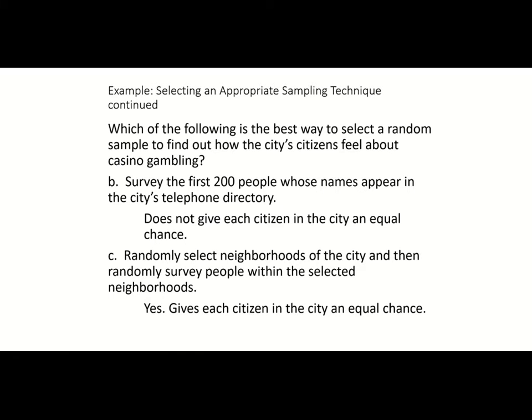And then the last way is to randomly select neighborhoods of the city and then randomly survey people within those selected neighborhoods. You're taking all the neighborhoods of the city and putting them into, kind of think of it like you're putting it into a hat. You're drawing out a neighborhood, and you're going to randomly select people in that neighborhood. So that is a good random sample of the city, and you should get a good cross-section of different types of people and their opinions about how they feel about the casino.